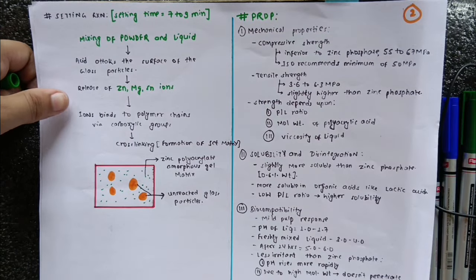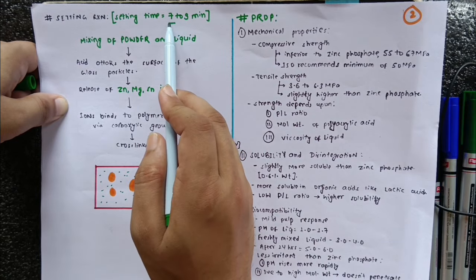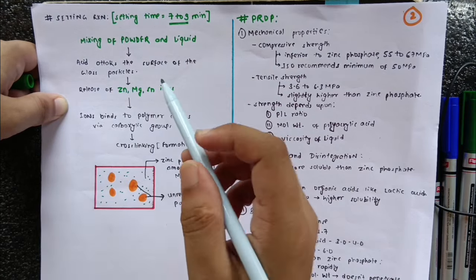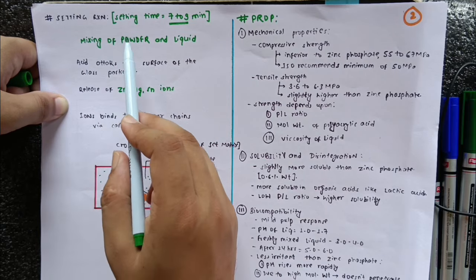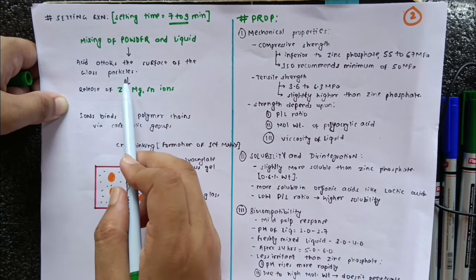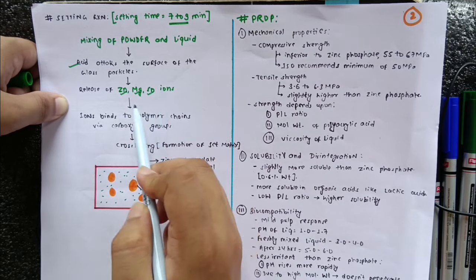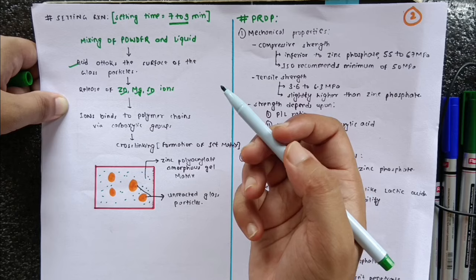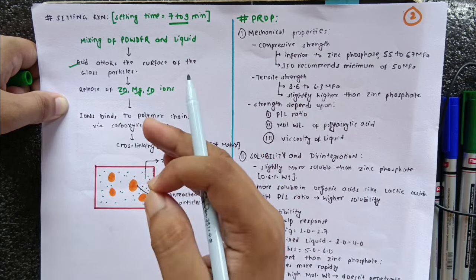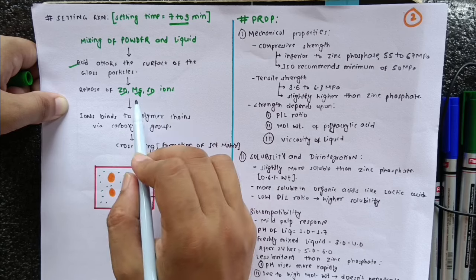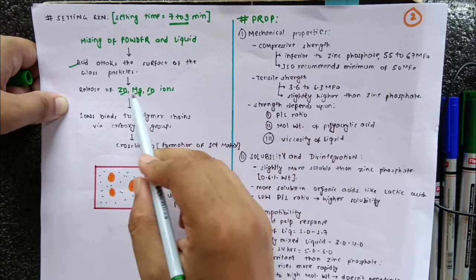After that, in the setting reaction, the setting time is 7 to 9 minutes, and it is a bit similar to the previous cements. When we mix the powder and the liquid, the acid attacks the surface of the glass particle, and after attacking, zinc, magnesium, and tin ions are released in the solution. In every setting reaction of every cement, you should remember those ions, because those ions are specific for the different cements.